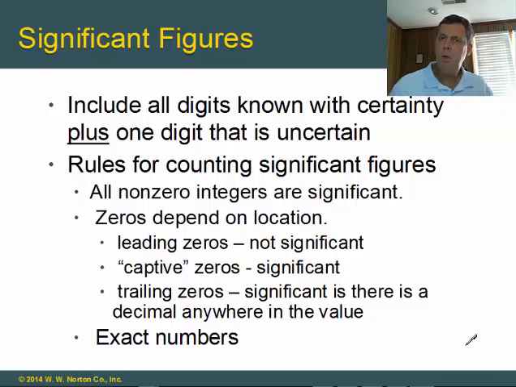The zeros are what becomes tricky. Zeros depend on where they come into play. Leading zeros to the left never count. They're never significant. Captive zeros that are stuck between two non-zero digits are always significant. Trailing zeros, basically this is the definition I use, are significant if there's a decimal point somewhere in your value. And I'll go through some examples to help this make more sense. Then there are things called exact numbers, and I'll touch on those also.